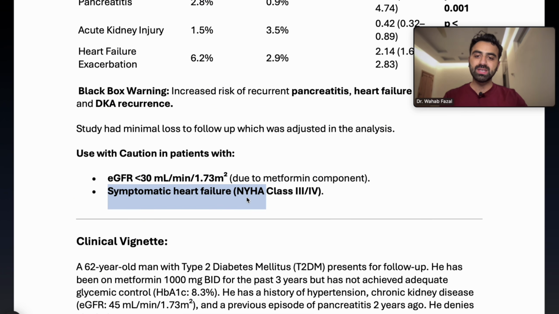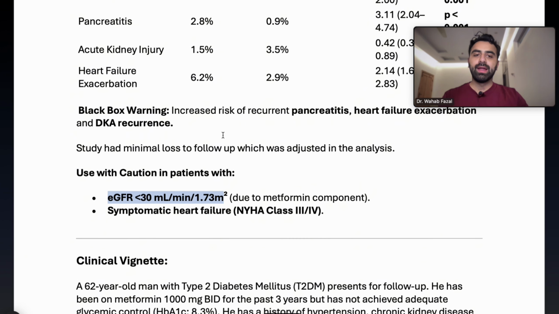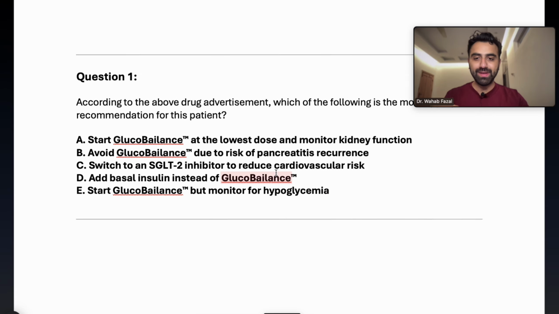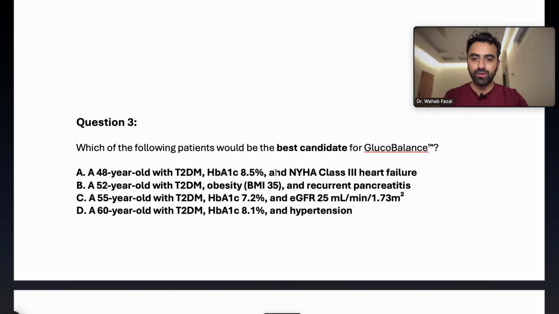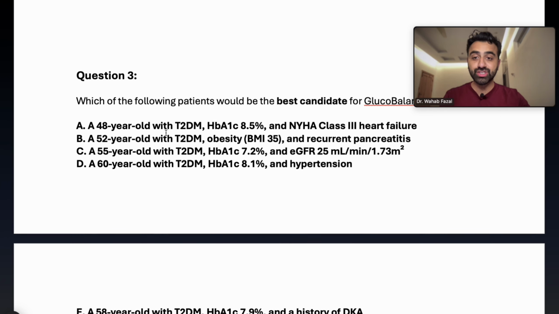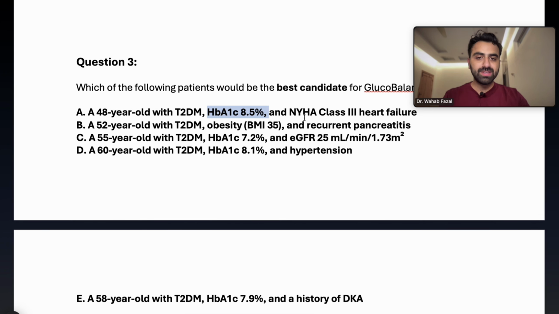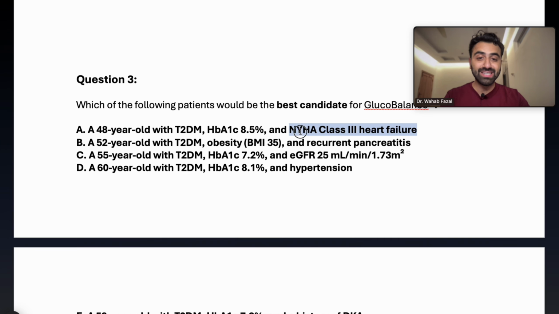So we're not going to use this drug in people with symptomatic heart failure, people with EGFR less than 30 and chronic kidney disease, and people with recurrent pancreatitis, heart failure exacerbation, and DKA recurrence. So now, which of the following candidates would be the best for this drug? People with type 2 diabetes mellitus, okay. HbA1c 8.5, okay, and NYHA class 3 heart failure. This does not work. This is wrong. We knew that this is one of the contraindications.